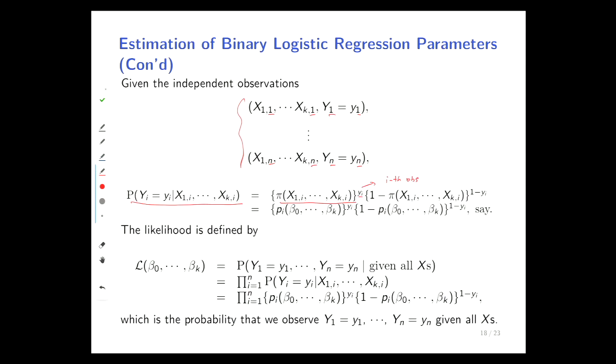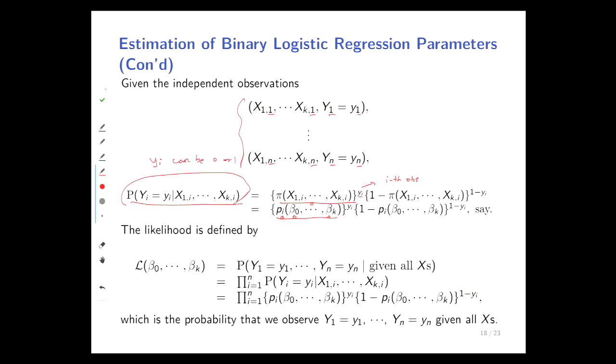We can also write this probability in this form. We just use some notation: the probability of observation i, with those parameters involved. That's exactly the probability that y equals yi, where yi can be 0 or 1.